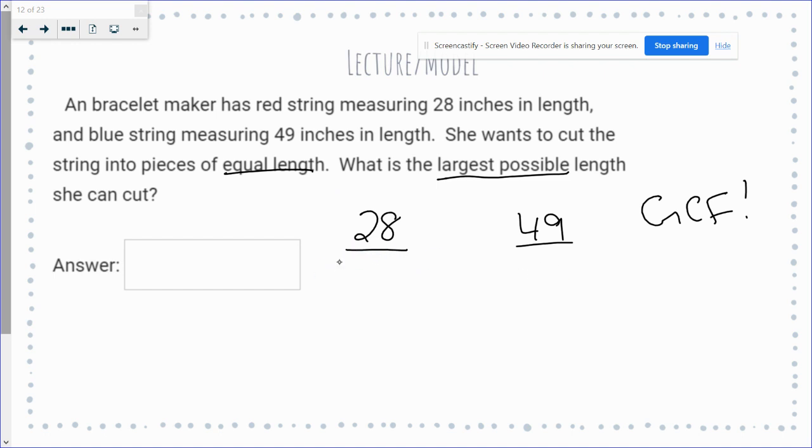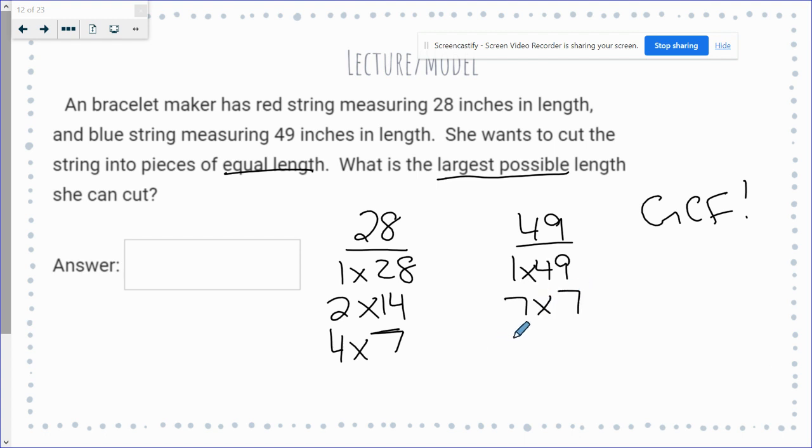All right, for 28, I have 1 times 28, 2 times 14. 3 doesn't work, but we have 4 times 7. 5 doesn't work, 6 doesn't work, and then we already have 7. 49, we have 1 times 49, and then we have 7 times 7. Those are the only factors of 49. The largest number I see in both of these is 7. So the largest possible length she can cut is 7 inches, because 7 is the largest number you can divide both of those by.